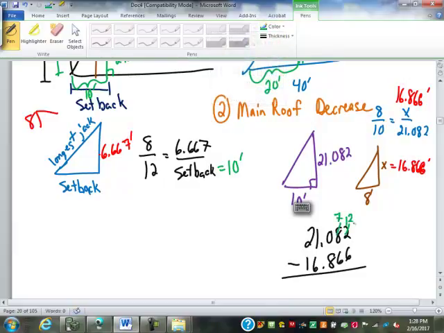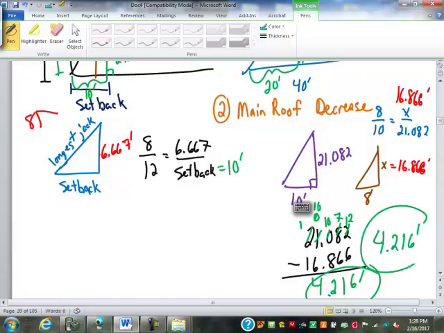This is 7 and this is 12. 12 minus 6 is 6. 7 minus 6 is 1. This is 0 and this is 10. That's 2. This is 1 and this is 10. That's 4. 4.216 feet. Again, I'm going to assume you can convert that into feet, inches, and sixteenths. We're going to stop there.